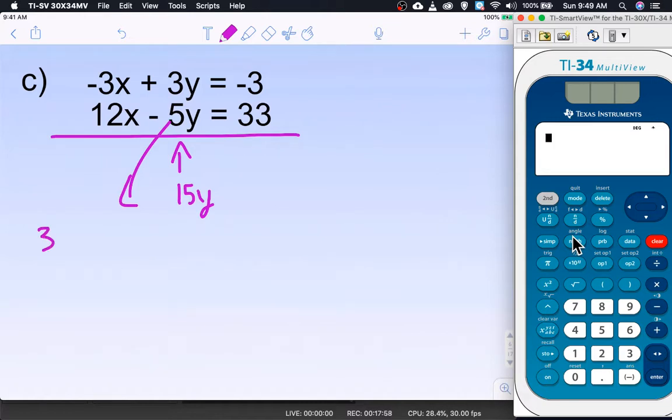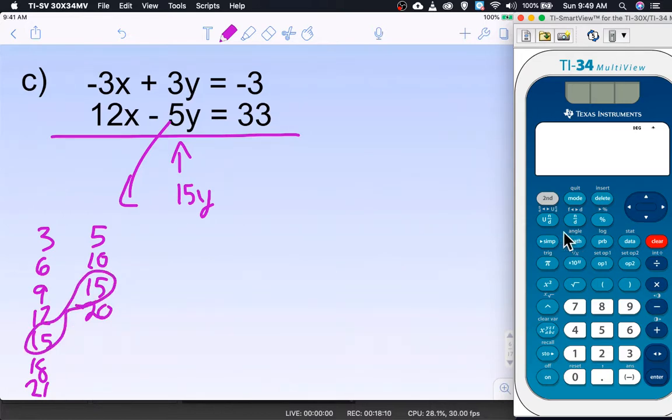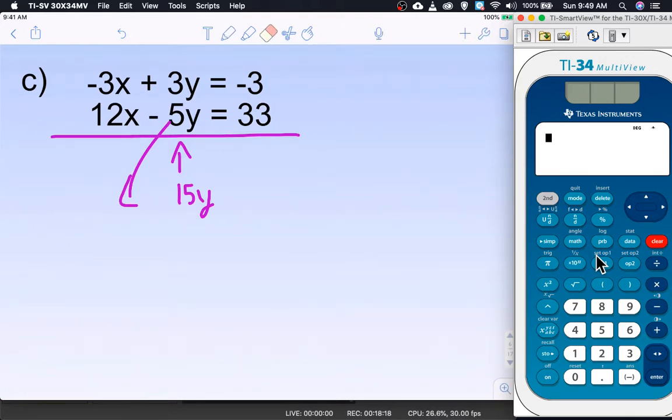In the times tables of 3: 3, 6, 9, 12, 15, 18, 21, whatever. And the times tables of 5: 5, 10, 15, 20. You're looking for the smallest one they have in common, which is 15. Okay, that's the least common multiple. And that's very helpful if you are pretty good at your times tables.